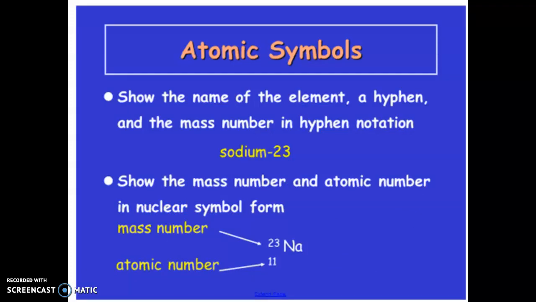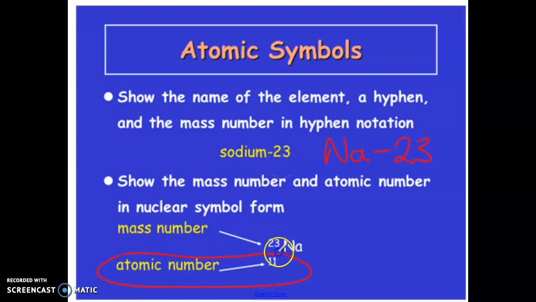So let's recap this again. How do we know that we're dealing with an isotope? Typically when you're looking at it, you see the name of the element, a dash, and then the mass number. Instead of the name, it can also use the symbol. So sodium-23. This means we're dealing with an atom of sodium that has a mass of 23, right?